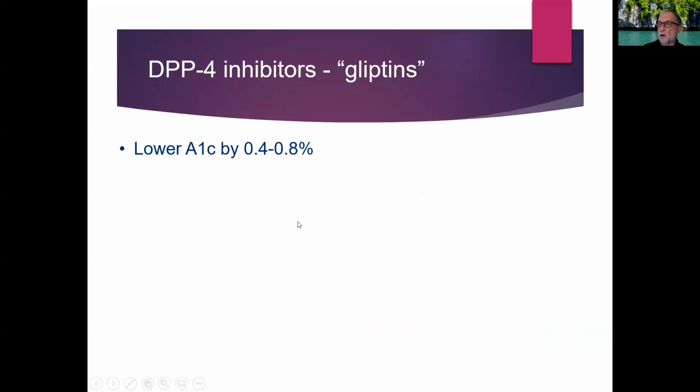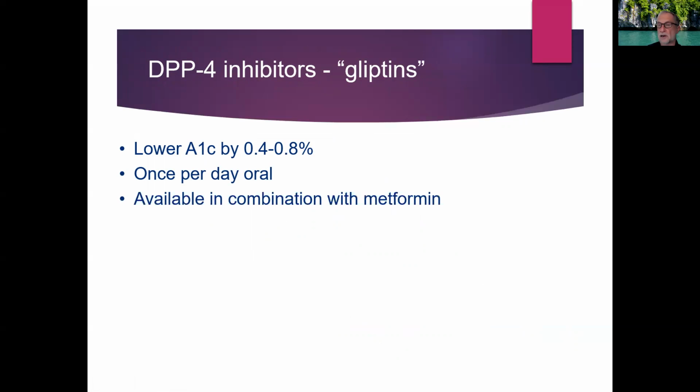DPP-4 inhibitors lower A1C by about 0.4 to 0.8%. They're once per day oral. They're available in combination with metformin. They are strangely weight neutral, even though they're acting by preventing the breakdown of endogenous GLP-1.